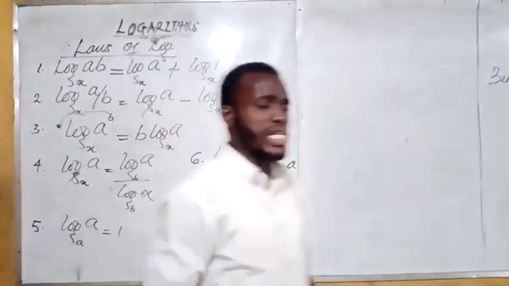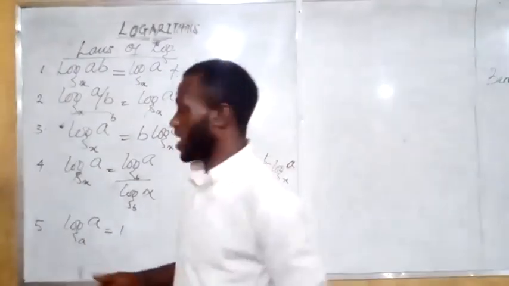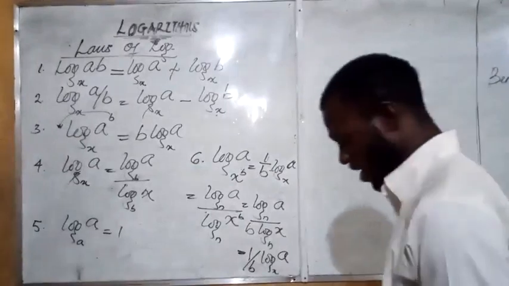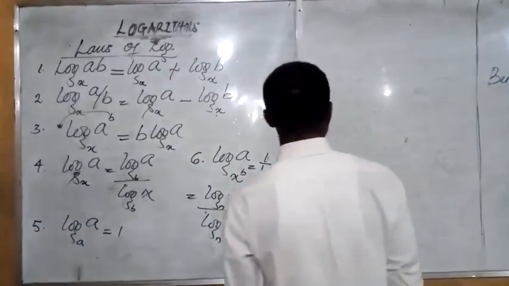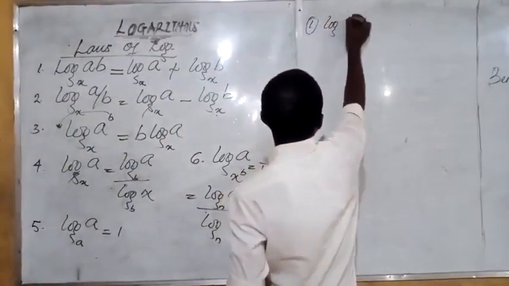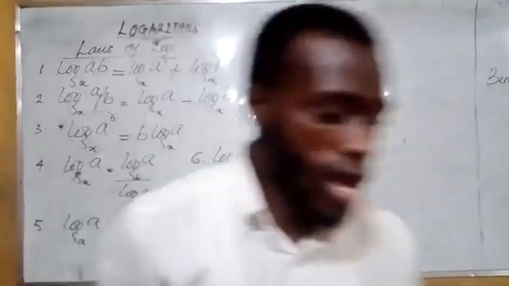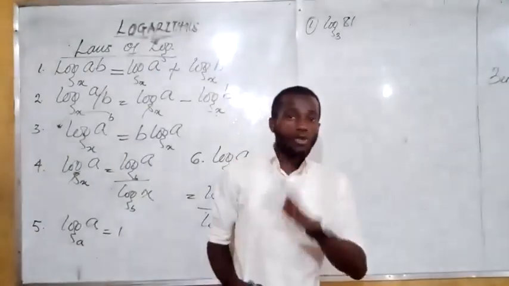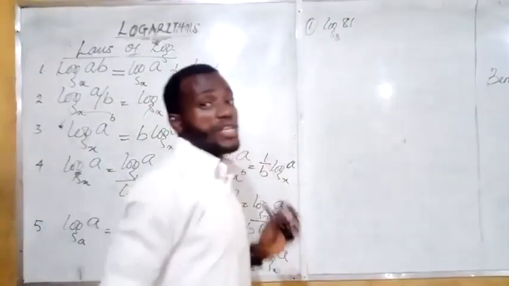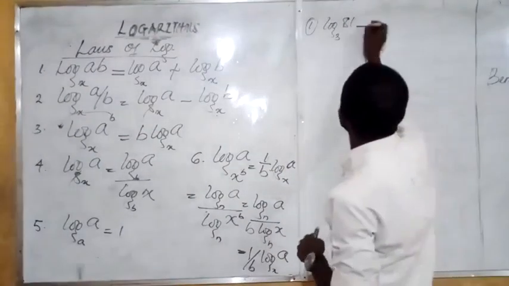Now, let us look at the application of some of these laws to see how useful they actually are. Now, let me solve my first question. I have a list of questions here. My first question, number 1, says the log of 81 base 3. Good. Now, listen. There are 2 approaches that we can use to solve this question. The first approach is to say that this log of 81 base 3 is equal to what?